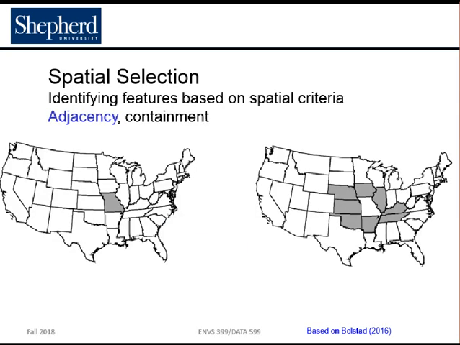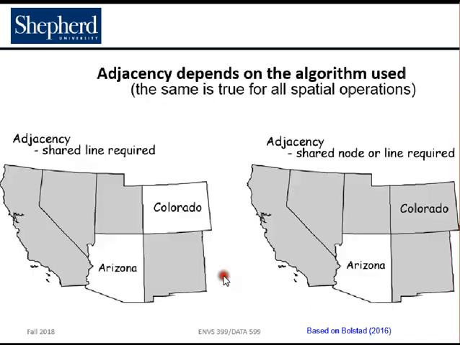Many spatial operations select sets of features, and adjacency and containment are commonly used selection operations. Here we see adjacency, which is an operation that identifies those features that touch other features. This means they can share a boundary or line. Another form of adjacency is when features share a node or point. And we see an example of this here with the Four Corners area in the southwest.